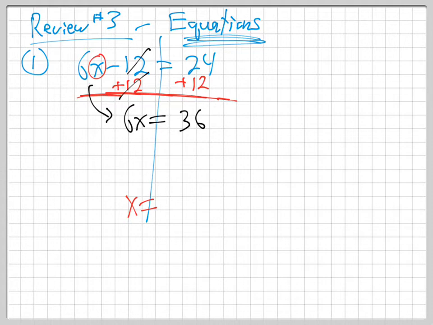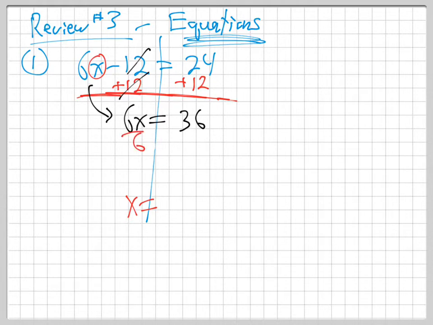So now, X is saying, I want to be alone. Should I subtract 6? No, you know better than that. Why don't I subtract 6 to get rid of that 6 so X can be alone? Because it's times, right? When that 6 is sitting right next to the X with no plus sign in the middle, it's times, isn't it? And what's the opposite of times? Divide. We're always doing the opposite to get X alone. Yeah, we're going to divide.